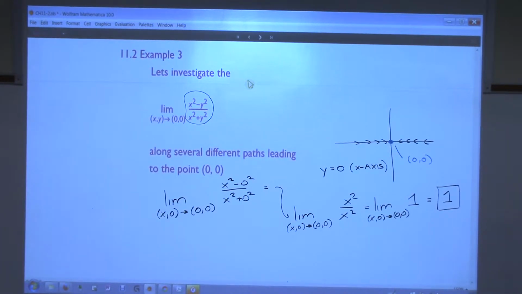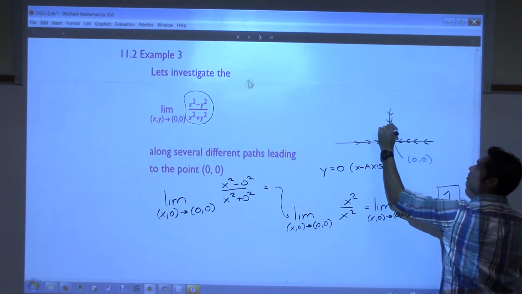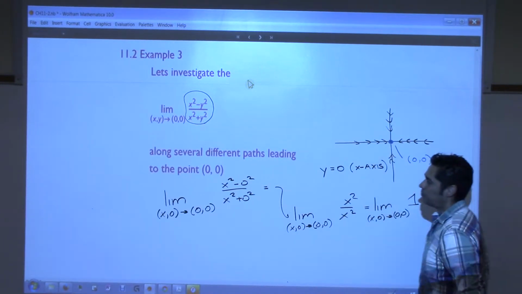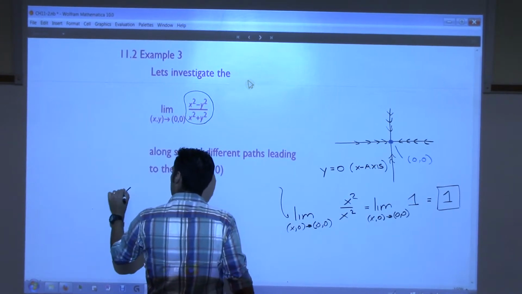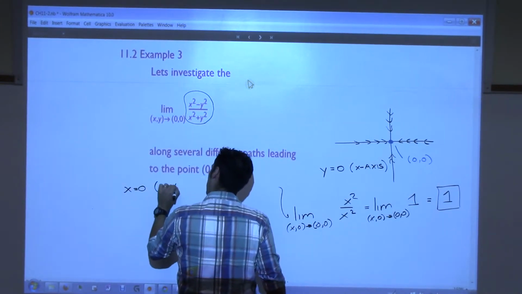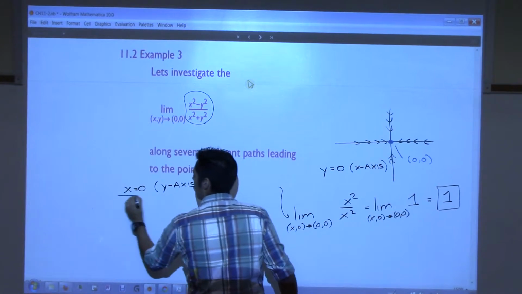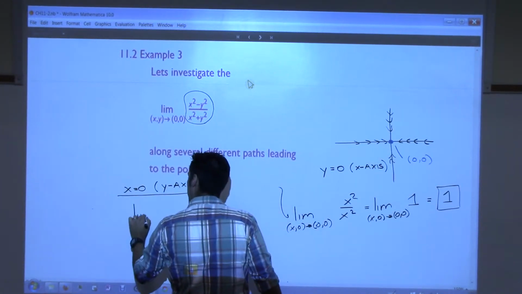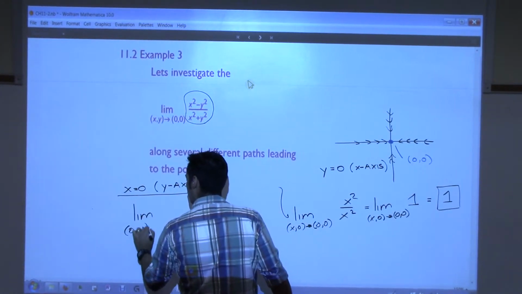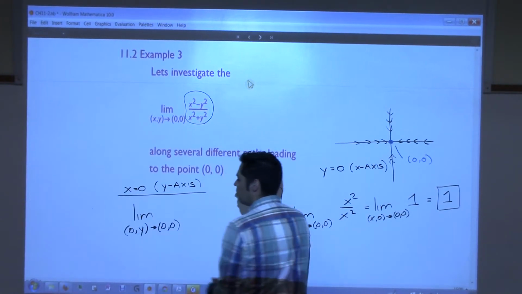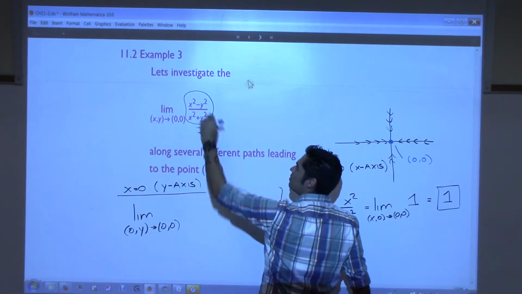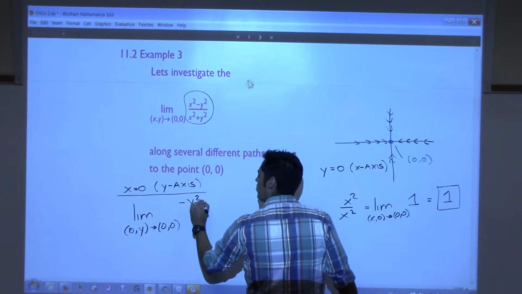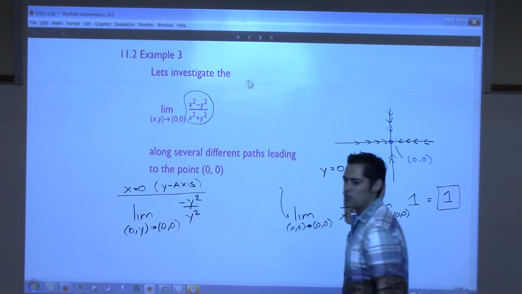Now let's try a different path. Let's try along, how about the y-axis? That seemed like a natural choice for the next one. Come in this way. Okay, so now let's go along the y-axis, which is the equation x equals 0, and do my limit. This time I'm replacing x with 0. So it's 0, y instead of x, y. And then replace all my x's with 0, which gives you negative y squared over y squared, which is negative 1.